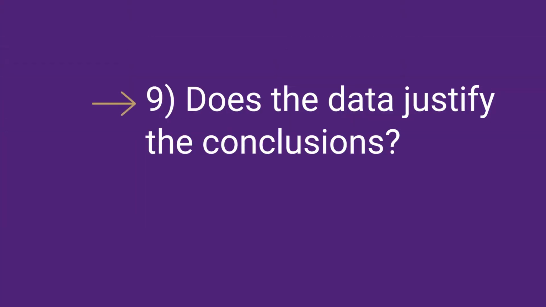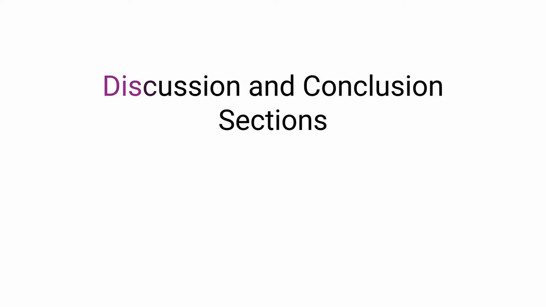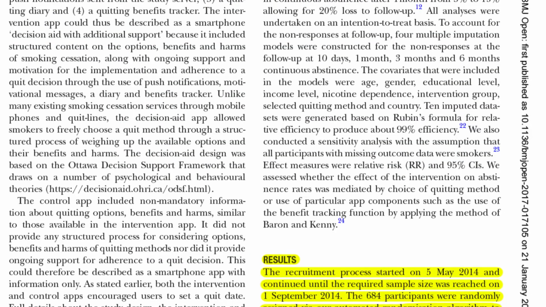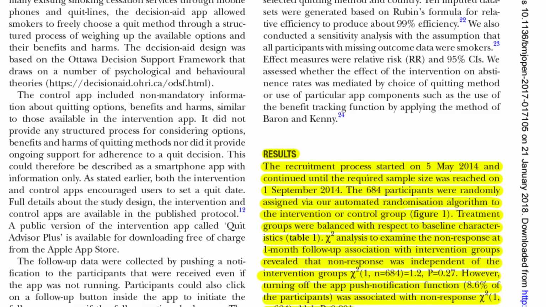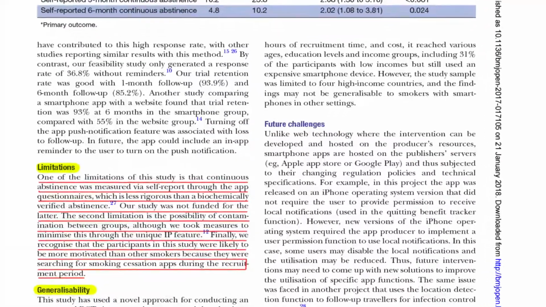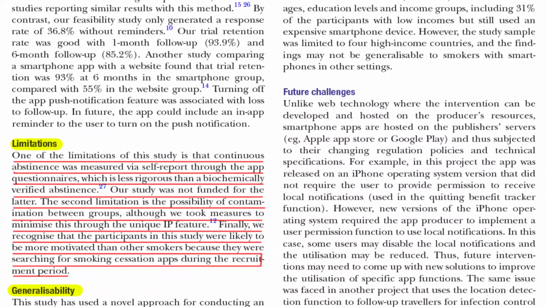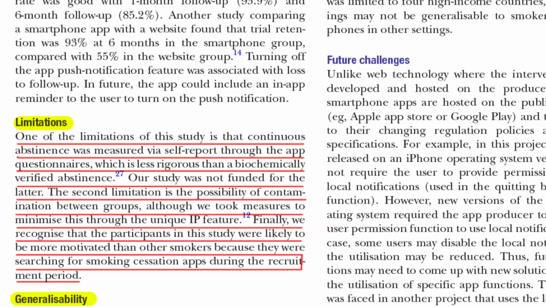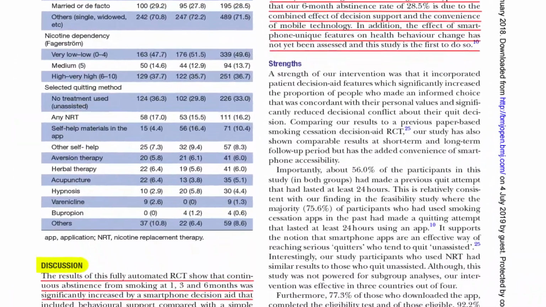Does the data justify the conclusions? This information is generally found in the discussion and conclusion sections. What are the key findings? Do the results clearly answer the question originally posed by the authors? There should also be discussion of any limitations of the study and recommendations for clinical practice and for further research. Consider if the conclusions drawn are justified.